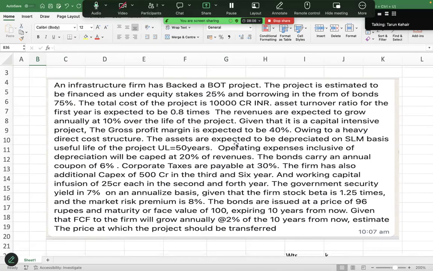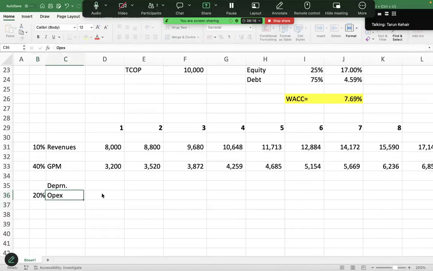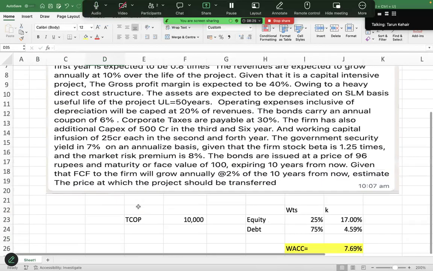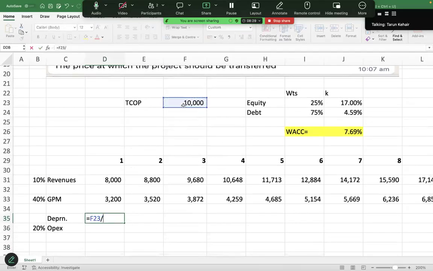Be very careful here, huh? They have mentioned operating expenses inclusive of depreciation is to be capped at 20%. So the way you'll do this is you could take your OPEX to be 20% of revenues minus your depreciation. Depreciation कितना है for your year? 50 years पे divide करना है आपको. So 10,000 by 50.